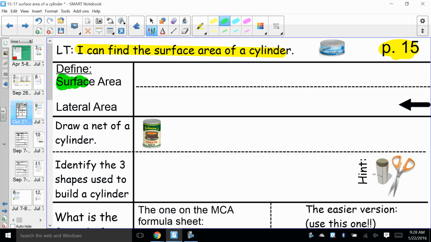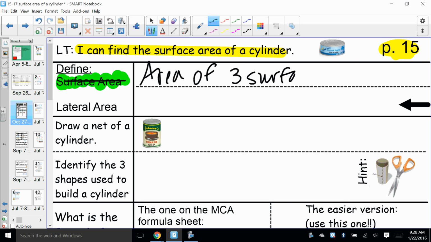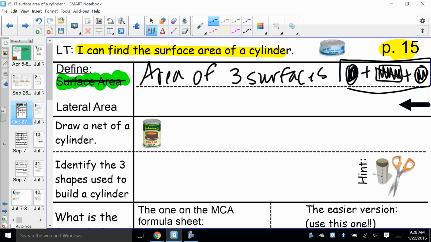It's called surface area. For surface area, we're really going to be talking about adding the area of the three surfaces. So we're going to say the area of three surfaces. Sorry about my writing there. So we're going to say area of the circle plus the area of the rectangle plus the area of the circle. That's going to be called our surface area today. But there's a formula that we use for that to break it down.